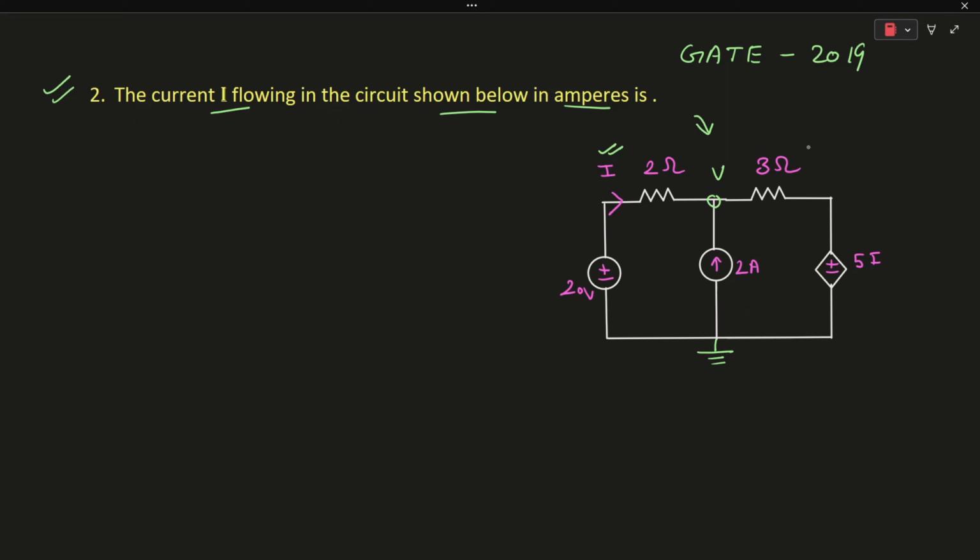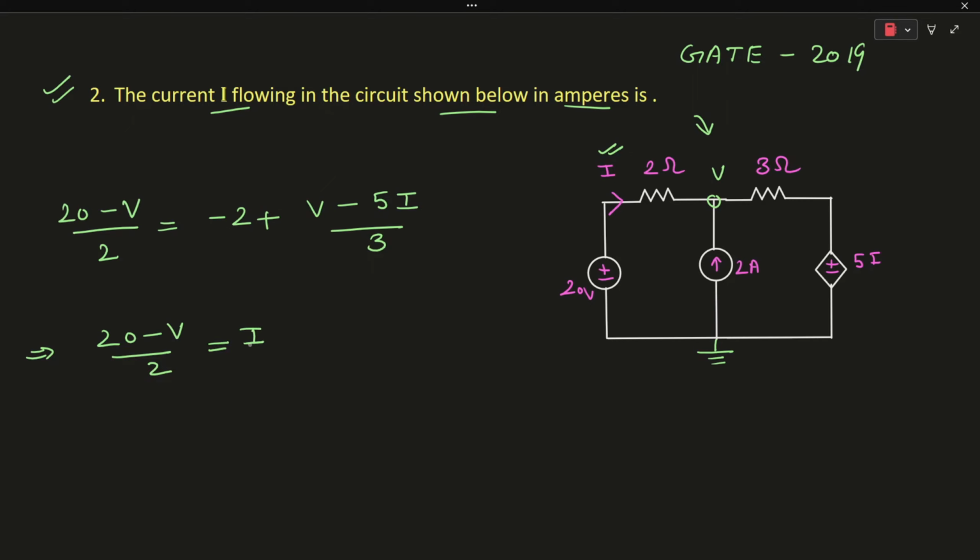On applying KCL at this node, we can say that 20 minus V upon 2 is equal to minus 2, because the current flowing in this branch is minus 2 amperes, plus V minus 5I upon 3. From the figure, we can clearly see that 20 minus V upon 2 is equal to I. It means that V will be equal to 20 minus 2I. Let's say this is your first equation.